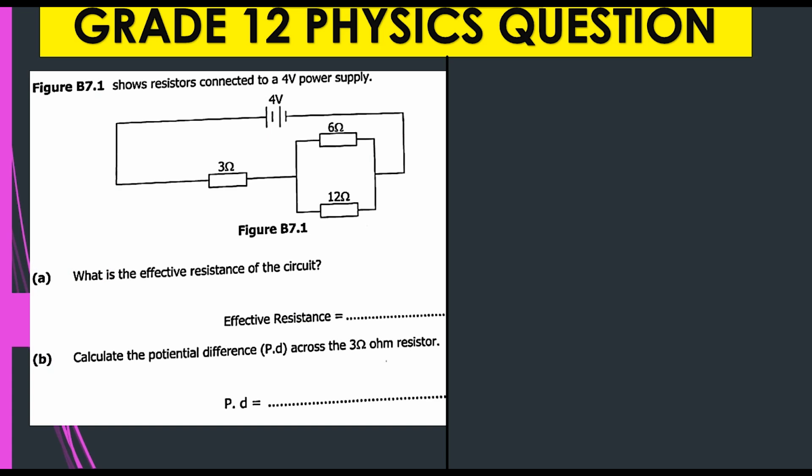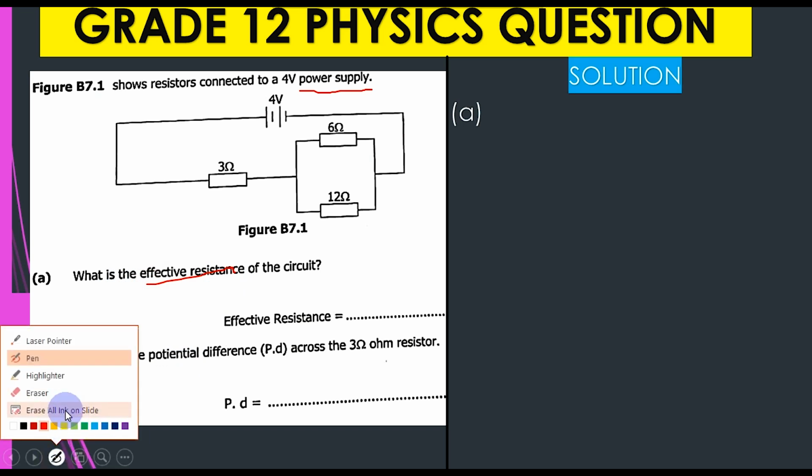All right, so the question is saying the figure below shows resistors connected to a 4 volts power supply. Then we have 3 resistors: the 3 ohms, the 6 ohms and the 12 ohms. First question is saying we need to calculate the effective resistance of the circuit.